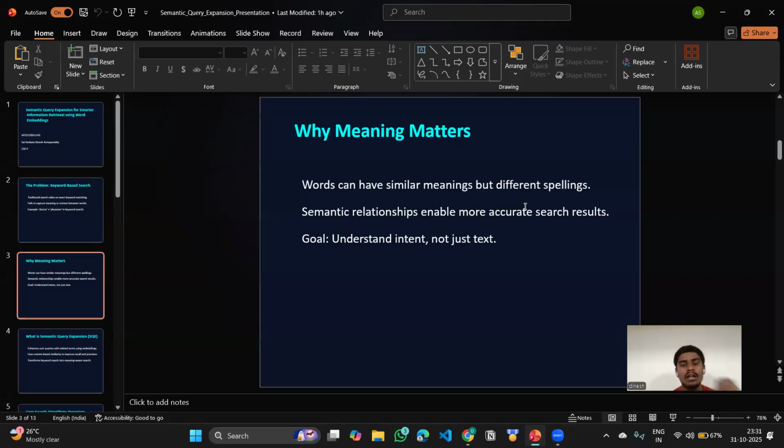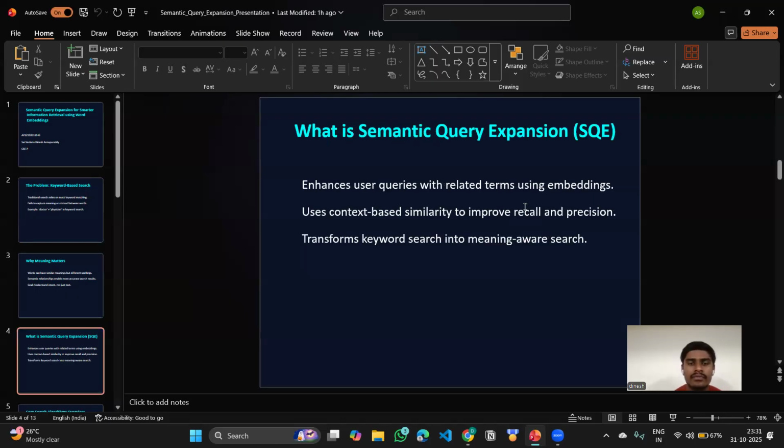Why meaning matters. Words can have similar meanings but different spellings. Semantic relationships enable more accurate search results. The goal is to understand intent, not just the text. What is semantic query expansion?